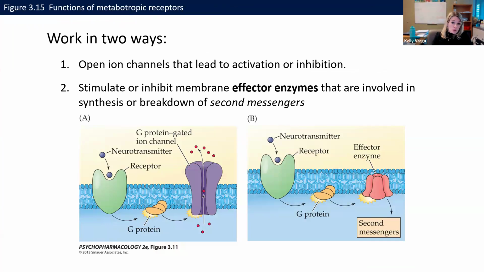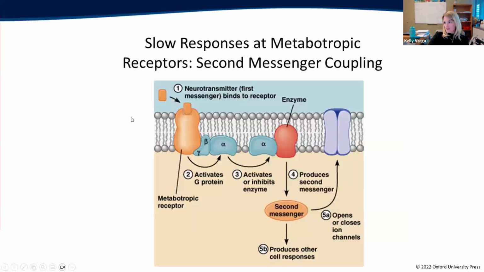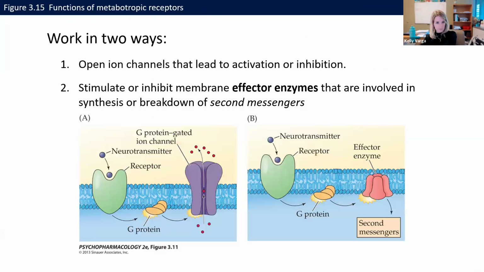And so really what they can do is two major things. They can open an ion channel, which again can lead to activation or inactivation, or they can stimulate or inhibit our secondary messaging through these enzymes. And enzymes and these secondary messengers, again, can either ramp up a signal, make a signal very loud inside of the cell, or they can activate these secondary messaging pathways called protein kinases. This is as far down this rabbit hole as I would like to go.